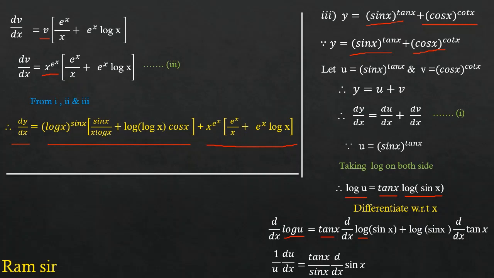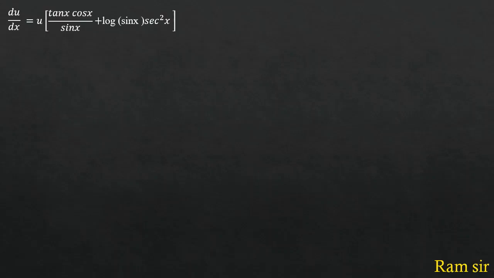Same thing again we are doing. Log of sin x we will copy, and the derivative of tan x is sec square x, so we'll get the answer as log of sin x multiply by sec square x. So now in the next step only the derivative d by dx of sin x is remaining, and we know very well what the derivative of sin x with respect to x is. In the next step we'll write the answer: du by dx is equal to, u shifted to the right, multiply by tan x into cos x upon sin x plus log of sin x into sec square x.